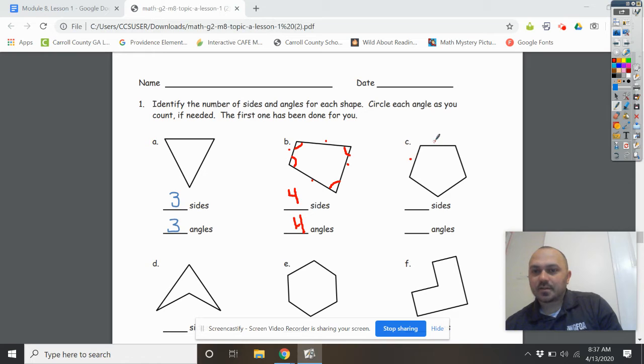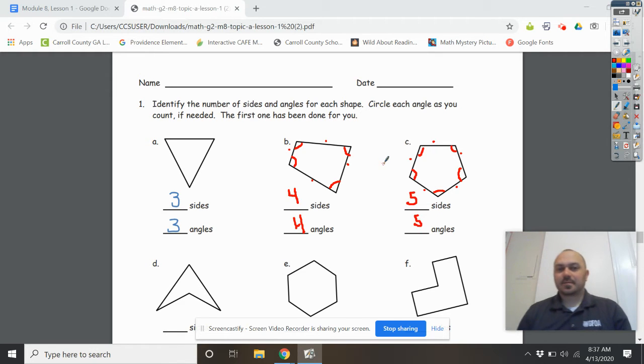Let's try C. We have 1 side, 2 sides, 3 sides, 4 sides, 5 sides. And let's count the angles. Angle 1, angle 2, angle 3, angle 4, and angle 5. Pretty simple. You just have to count the number of sides and the number of angles. So in Zearn today, there's going to be a section where you have to identify or describe the number of sides and the number of angles. And remember, those are attributes. It's the way the shape looks.